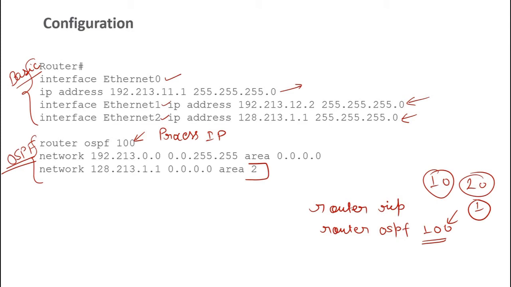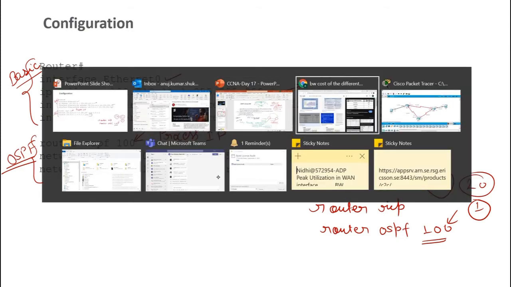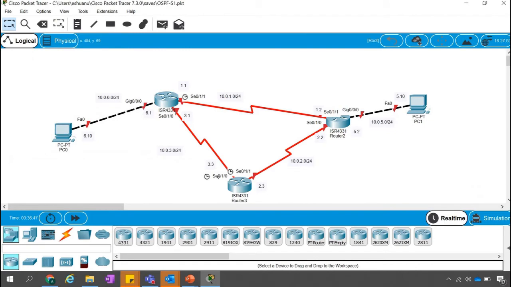I have taken an example in Packet Tracer. So let's have a look at that. I have not made any configuration, just created the topology and the labels on the routers. That's it. So let's start configuring our routers.